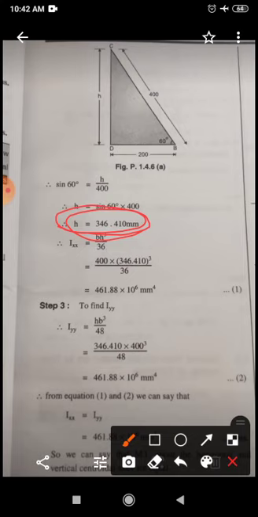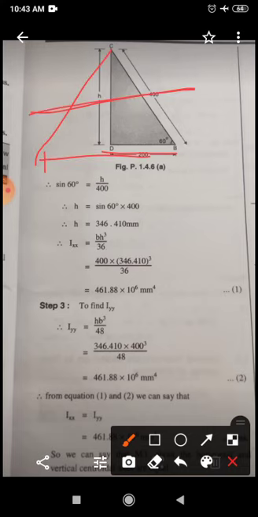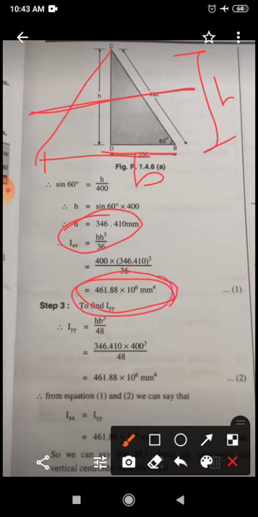Now the moment of inertia about xx is equal to bh cube by 12, which for the centroidal axis is equal to bh cube by 36. B is 400 and the height is 346.410. Putting these values in the formula, we get 461.88 into 10 raised to 6 millimeter raised to 4. This is the moment of inertia of the equilateral triangle about the x axis.